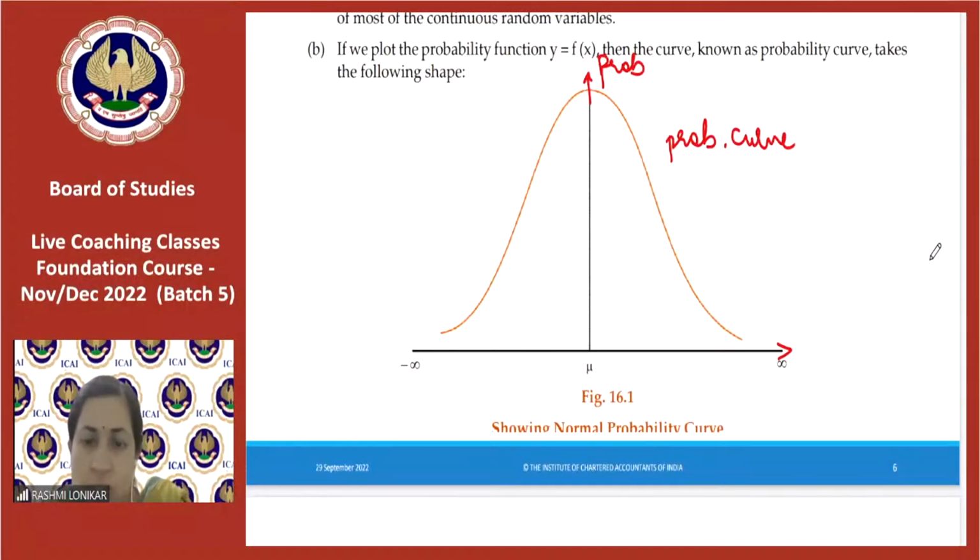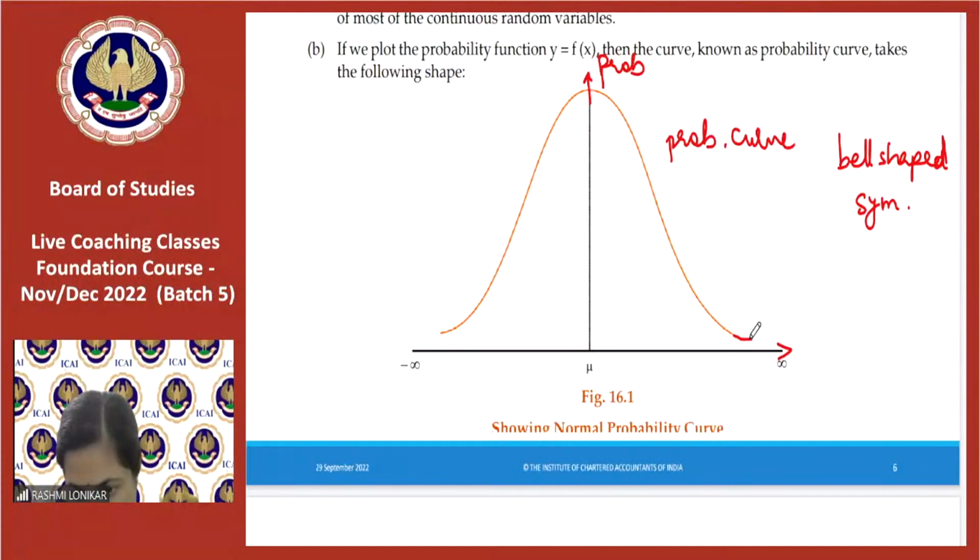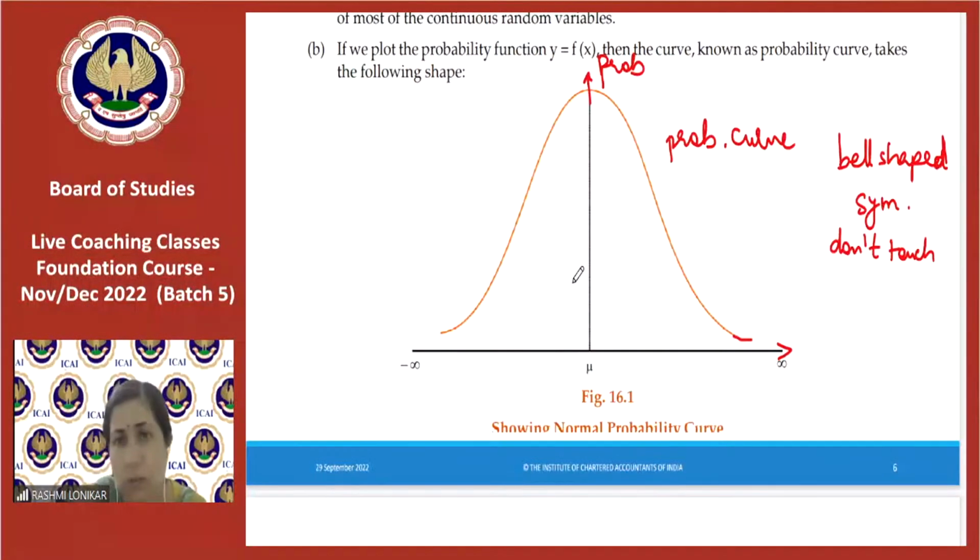Now here itself we can see the characteristics. It is bell shaped, and symmetrical. You can see that these lines are going like this; they are not touching the axis. So the lines don't touch the x-axis, and it is symmetric about mu. Just by looking at the graph or the curve, you should be able to deduce so many things.